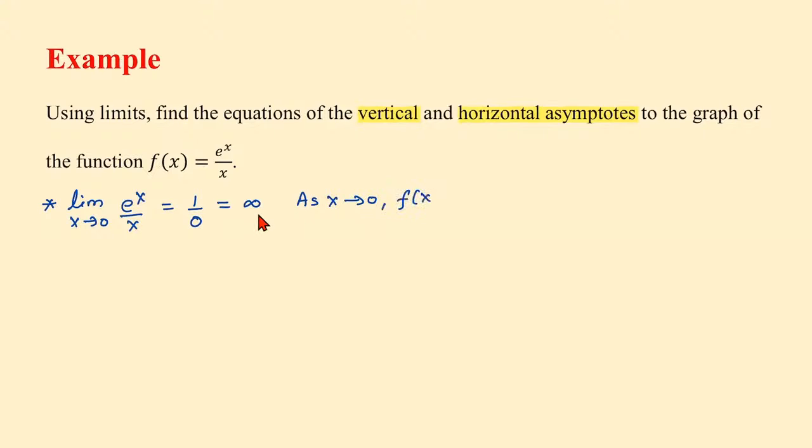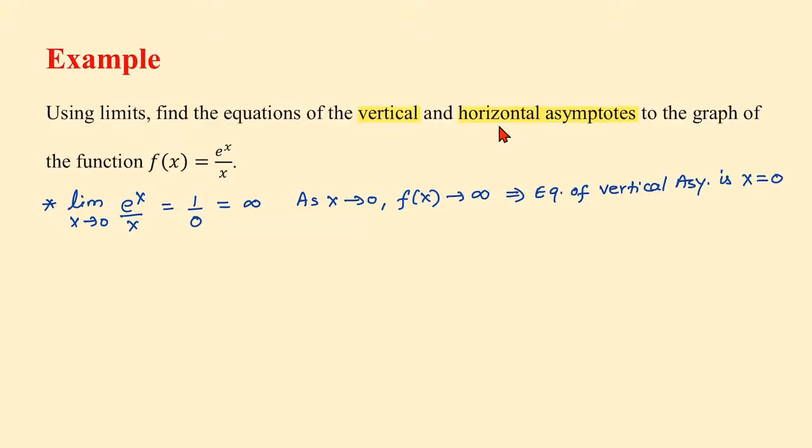And what we know is, when we calculate the limit as x approaches a finite value, and the limit is infinity, that means x equal to this value is the equation of the vertical asymptote. So this implies the equation of the vertical asymptote is x equal to 0. So we got the equation of the vertical asymptote.